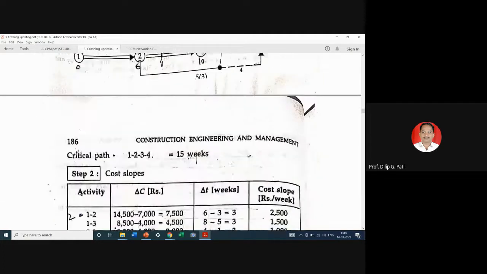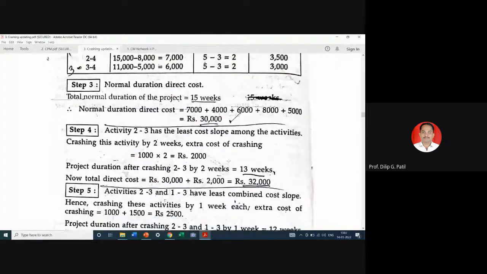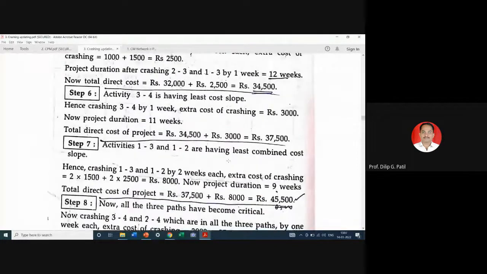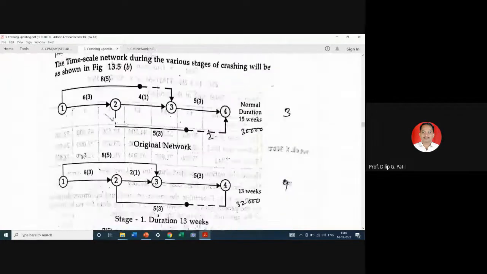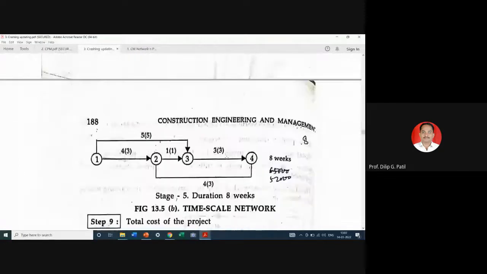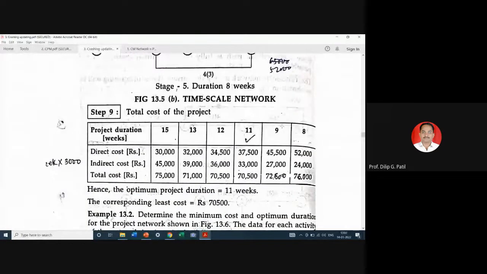That is why we went from 15 to 8. You can stop at 9 also in this numerical. Here we could have stopped at 9, but in this numerical we crashed as much as we could, up to the maximum crash. Now we cannot go below 8. So 15 to 8 is the maximum crashing level. You cannot go for 5 weeks or 4 weeks as per these given conditions.